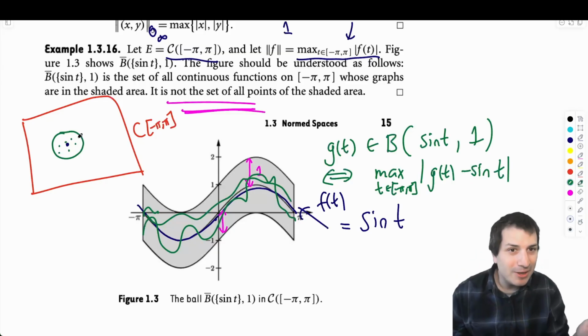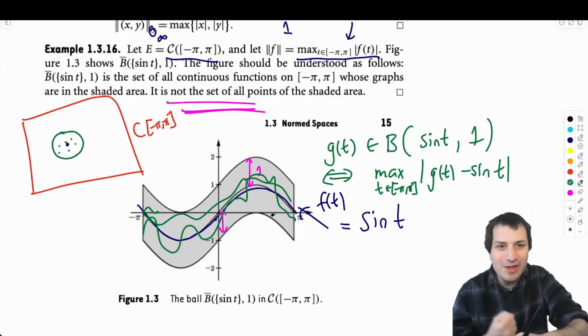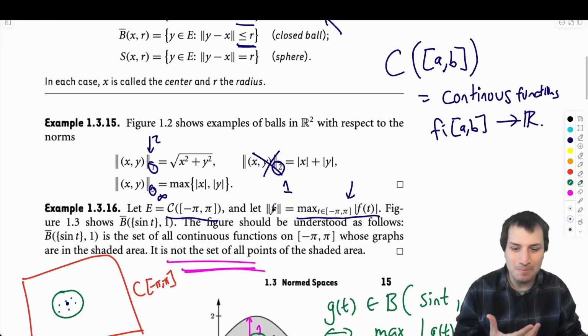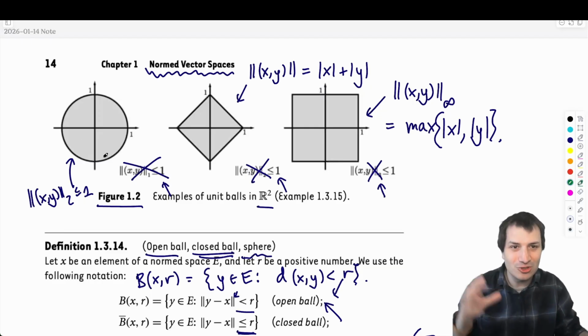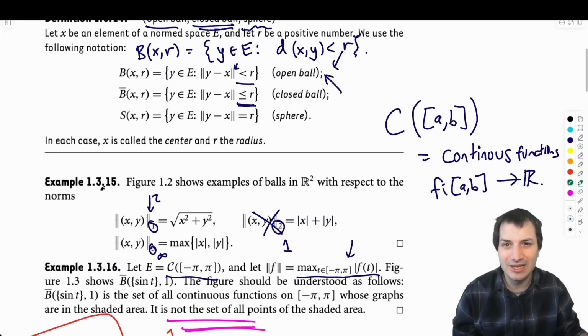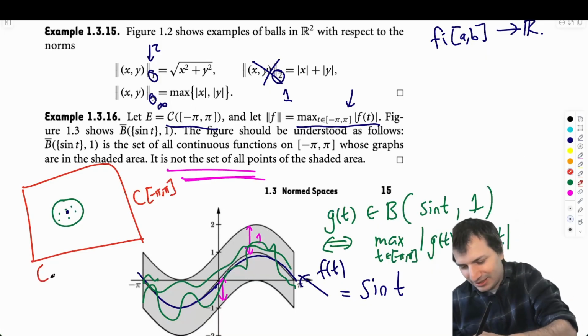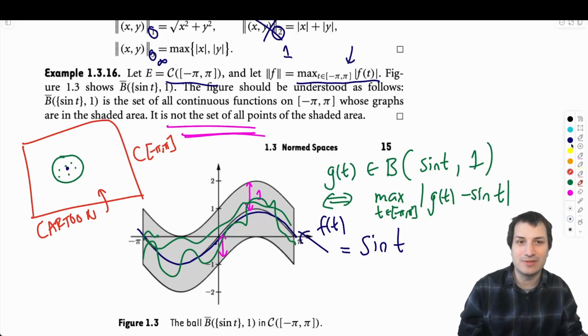There are infinitely many functions that are within distance 1, and we're going to see that in some sense, that infinity is really, really big. There are so many functions within distance 1, in some sense more than in R2, where you have just a circle of points. So this is the cartoon picture that I drew of what's going on, and this picture is another way to imagine the same thing.